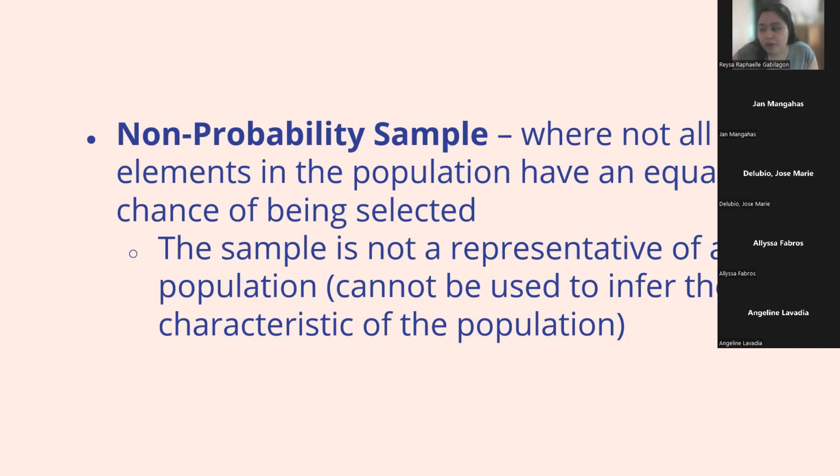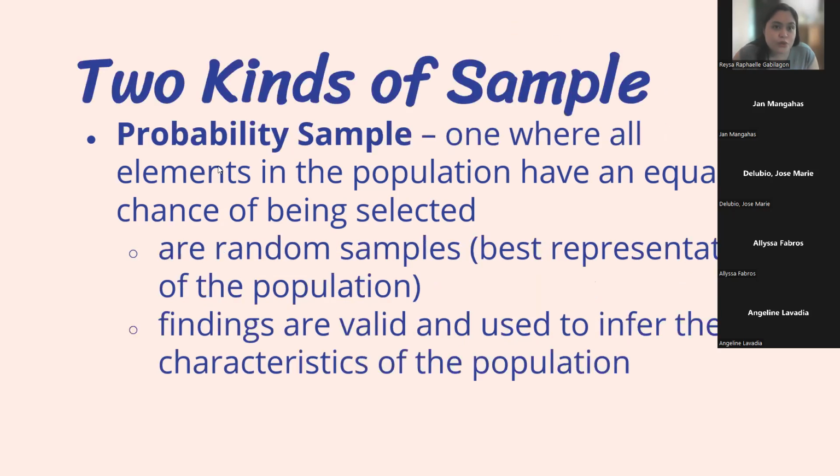So again, hindi ito magandang representative sa ating population, and then we cannot use the results there to make inferences or conclusions. So as much as possible, especially for experimental research, we will do probability sampling. We will do randomization para talagang reliable ang ating results.